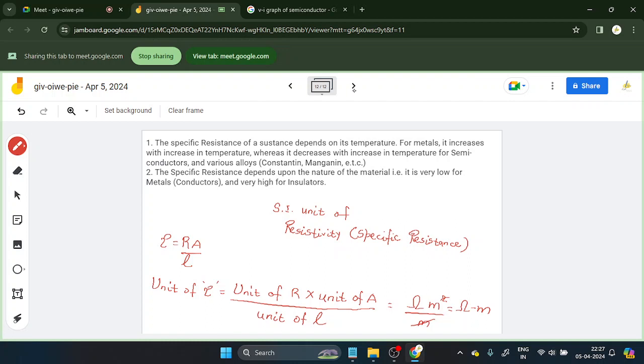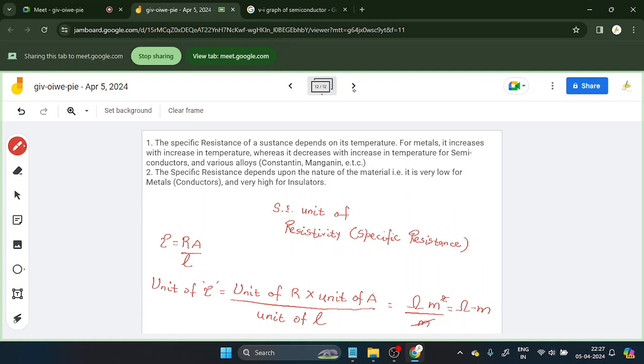So this is it for today. We will meet in the next session, and in the next session we will be discussing some more about conductivity, and we will be solving some of the numericals as well, and we will be discussing resistances in series and resistances in parallel. Very important.